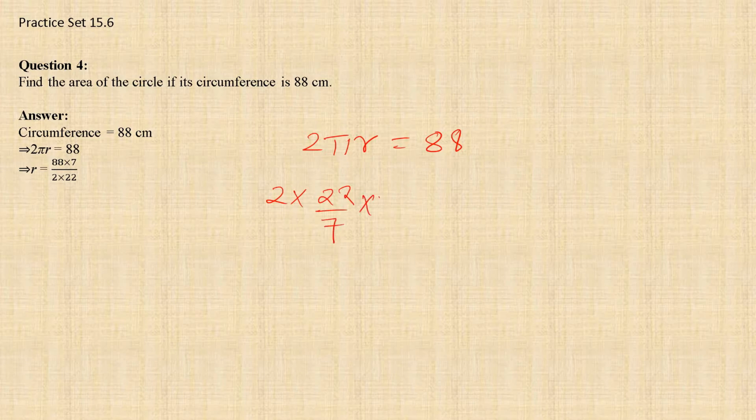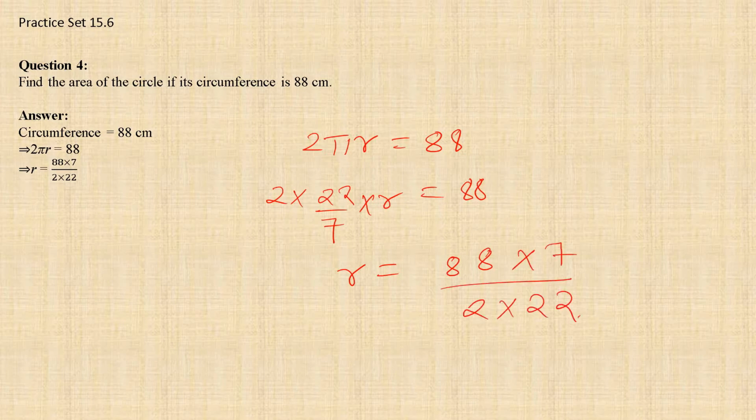Practice set 15.6, the fourth one. We'll find the area of the circle if its circumference is 88 centimeters. So we'll use the circumference formula. Circumference is 88 centimeters. Circumference formula is 2 pi r. So 2 pi r is equal to 88. We can substitute the value of pi. So pi is 22 upon 7, into r is equal to 88. Rearranging this in terms of r, we get 88 into 7 divided by 2 into 22.